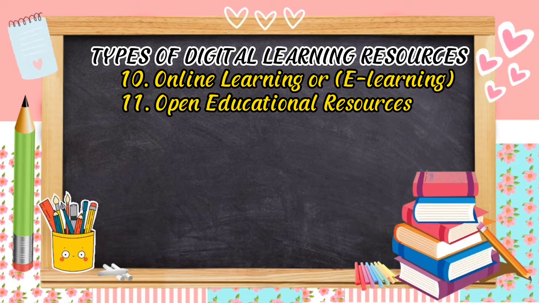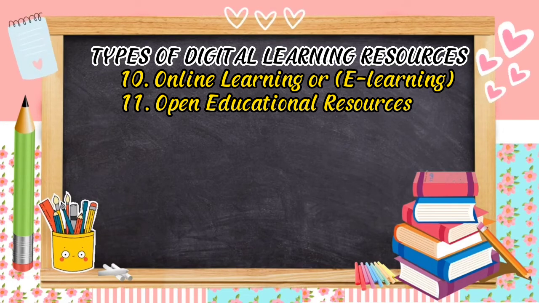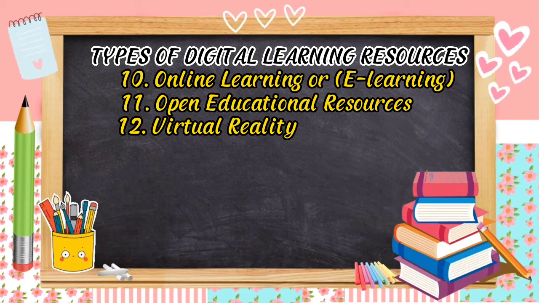Number 11 is open educational resources. Open educational resources like open textbooks can decrease the cost of education because they are either free or low cost. Lower costs will result in students being less dependent on student loans and may even result in higher program completion rates. Number 12 is virtual reality.